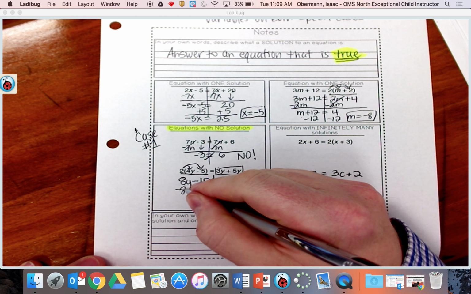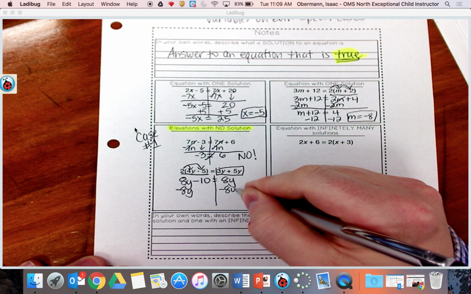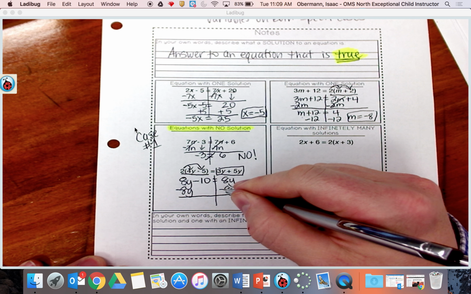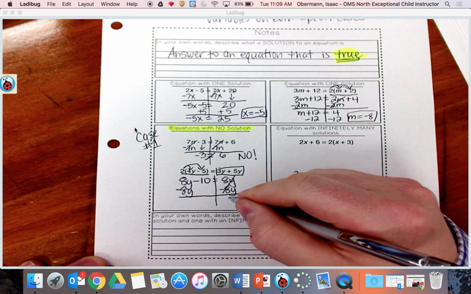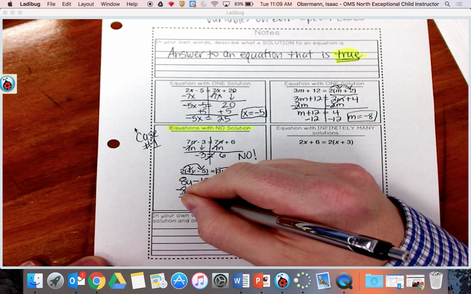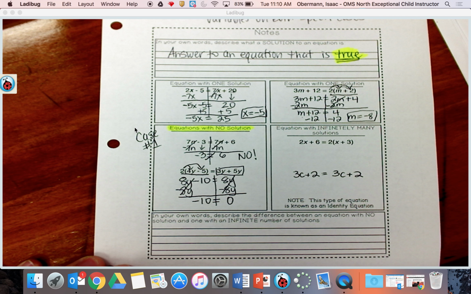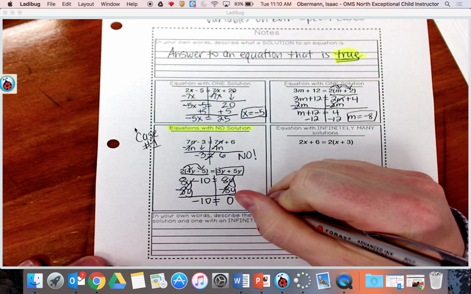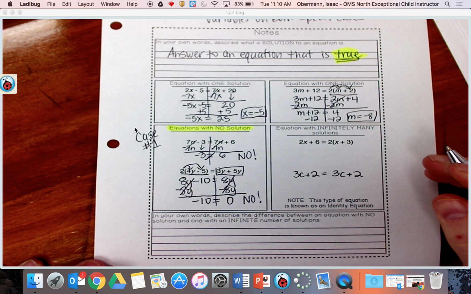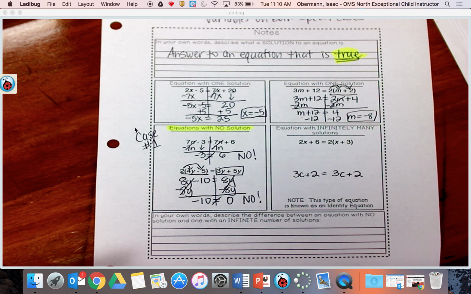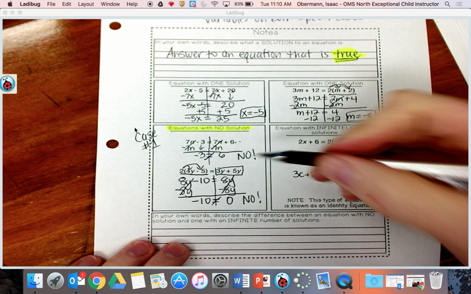So I'm going to subtract 8y from 8y. And I get 0 here, and I get 0 there, and I get -10. Can -10 equal 0? No, it can't equal 0. So we know that's not a true statement either. Well, what did these two have in common?